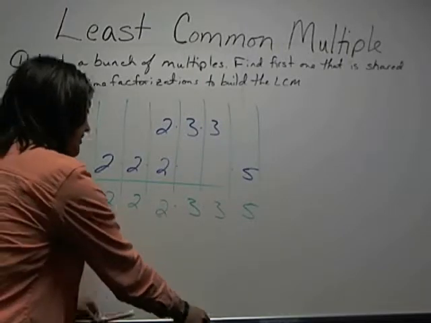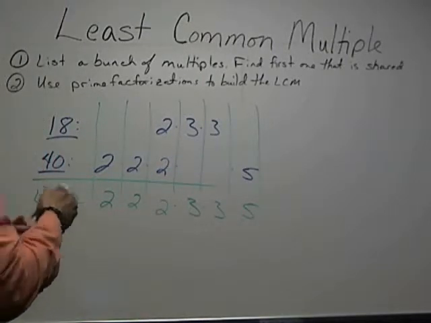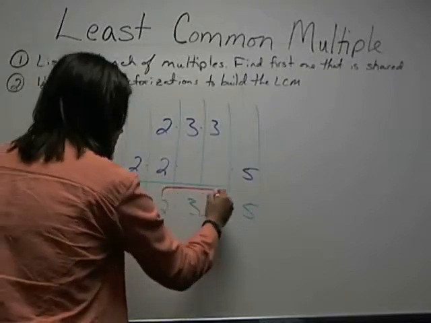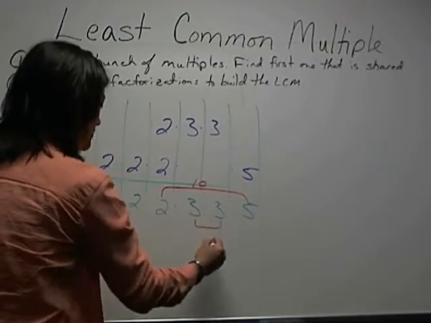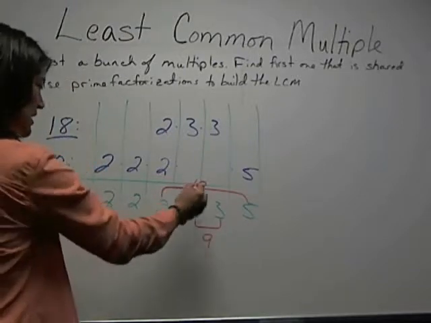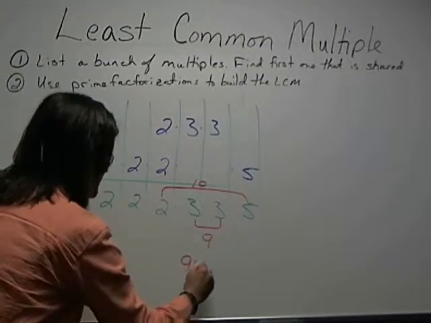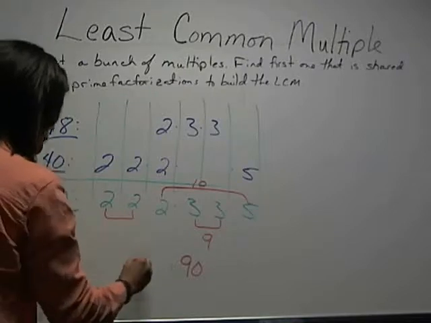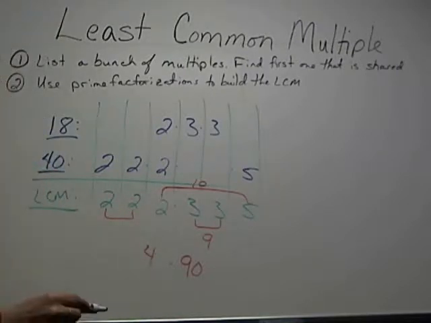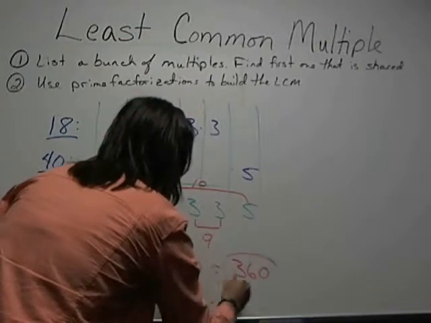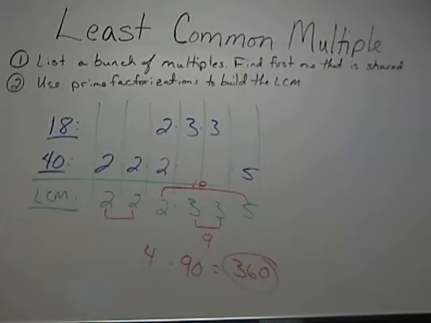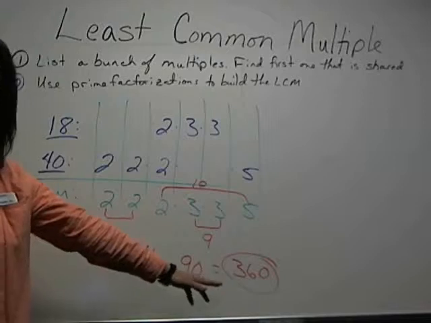And now we multiply that out. Let's see here. 2 times 5 is a 10. 3 times 3 is 9. 10 times 9 is 90. And 2 times 2 is 4. 4 times 90 is 360. So the first number that they have in common is 360.